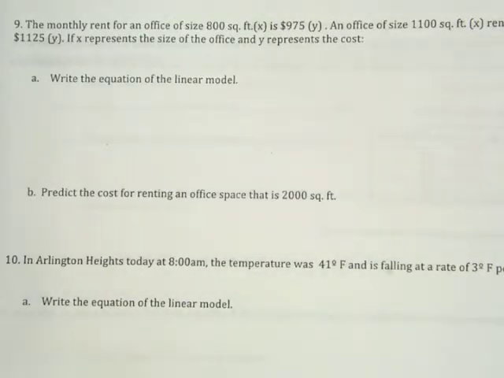Okay, so far you have done one problem of practice on your own, and now we're going on to two more in this you try section. The next one is number 9, and it reads, the monthly rent for an office of size 800 square feet is $975. An office of 1,100 square feet rents for $1,125.